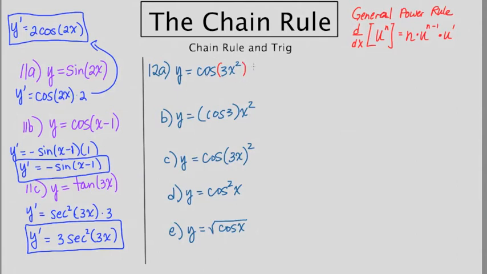The derivative of cosine is negative sine. So y prime is equal to negative sine of the argument, but then times the derivative of the argument, which would be 6x. So when all is said and done, we get negative 6x sine 3x squared.